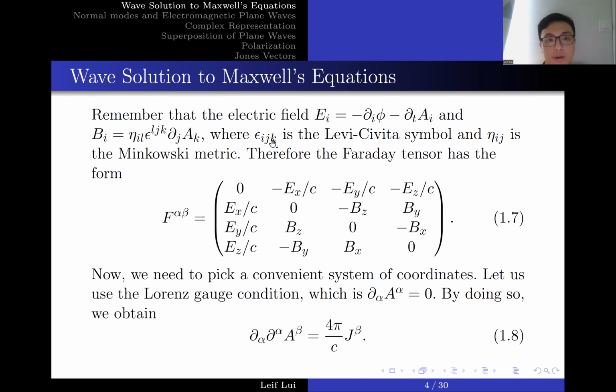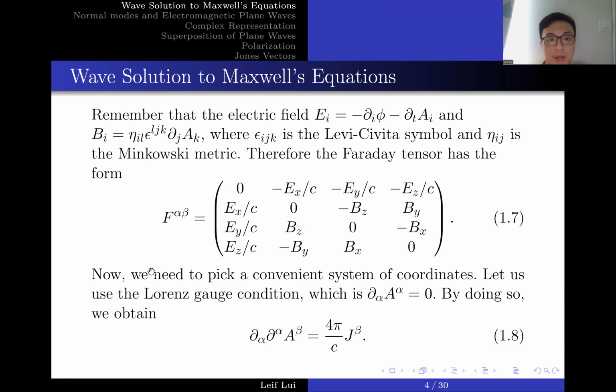So with this defined, we can write the Faraday tensor as follows, where Ex, Ey, and Ez are the x, y, z components of the electric field respectively, and Bx, By, and Bz are the x, y, z components of the magnetic field respectively. So the Faraday tensor can be written as follows, and notice there are 2 interesting properties of the Faraday tensor. One, it is antisymmetric, meaning if you swap these 2, you yield negative F beta alpha, and two, it's traceless, so any diagonal components are 0.